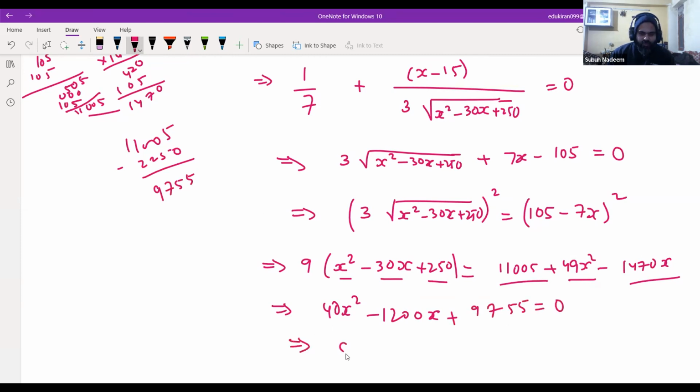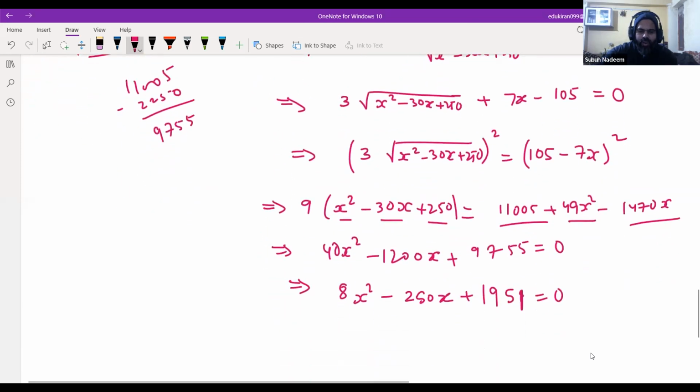Now take 5 common, it will be 8x square minus 240x plus 1755. This is what you will get. Now you have to find x here.